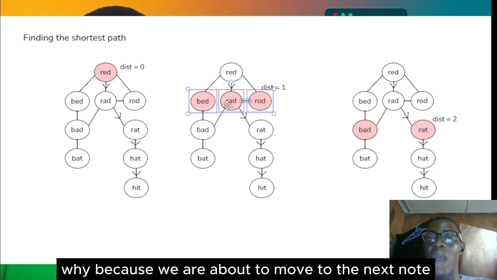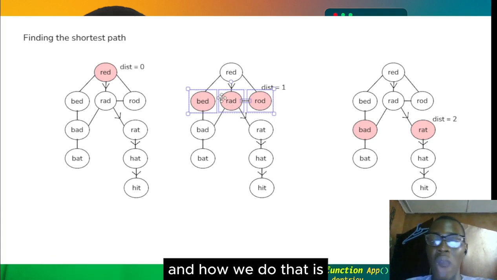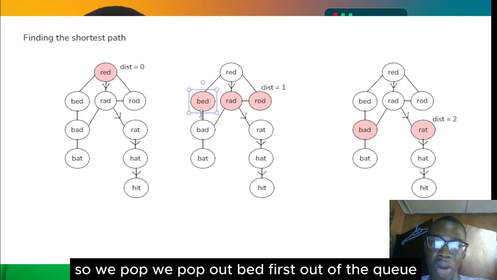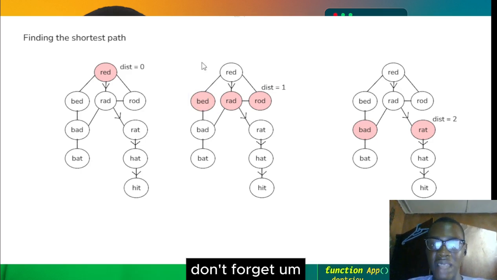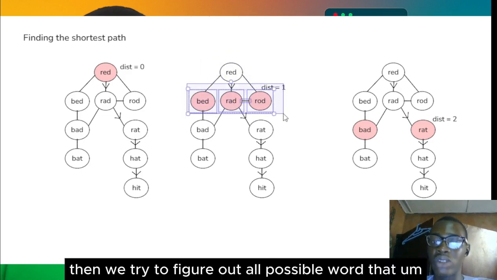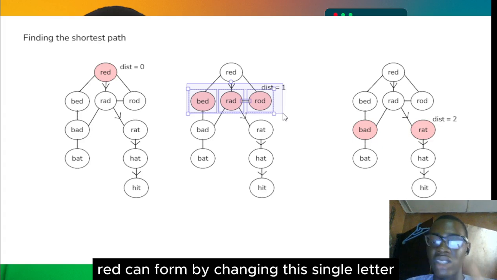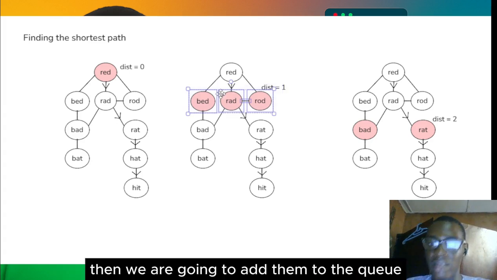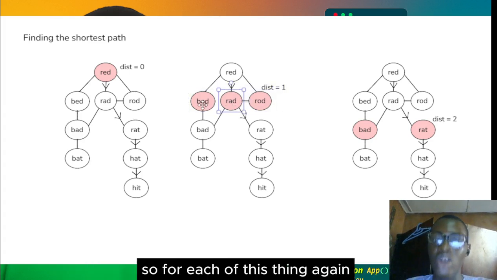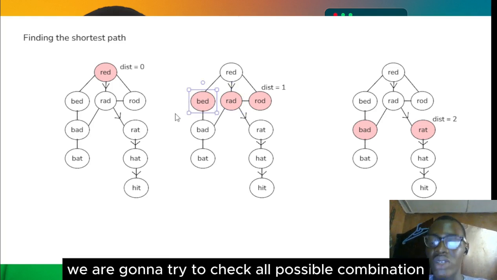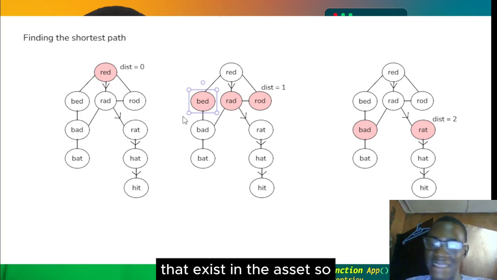Why? Because we are about to move to the next node, and how we do that is by popping out of the queue. So we pop out bed first out of the queue. Don't forget, we start from red, then we figure out all possible words that red can form by changing just a single letter, and then we make sure that these words are in the hash set. If they are there, then we add them to the queue. So for each of these words again, we are going to check all possible combinations for them that exist in the hash set.